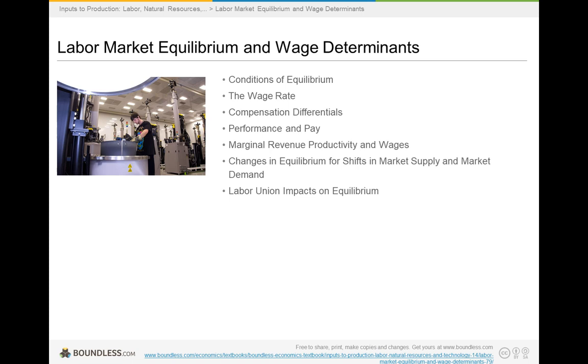The next thing I'll mention is performance and pay. And there's a direct connection between job performance and pay, but there are also other factors that help distort this. And so, according to economic theory, a worker's wages are equal to the marginal revenue product of their labor.